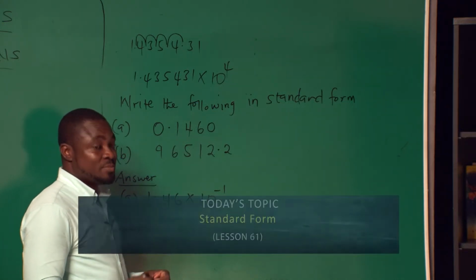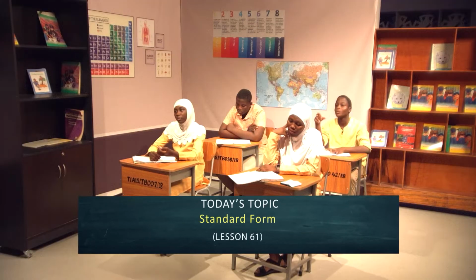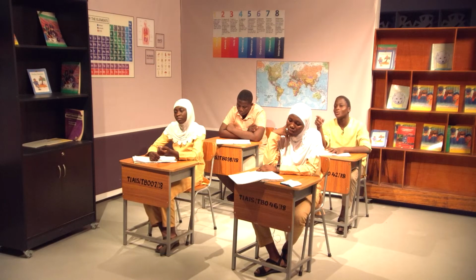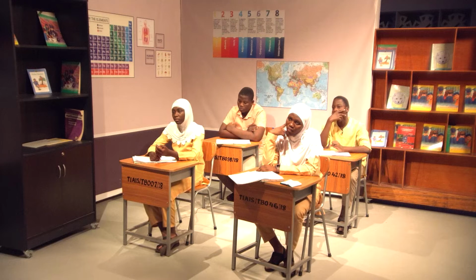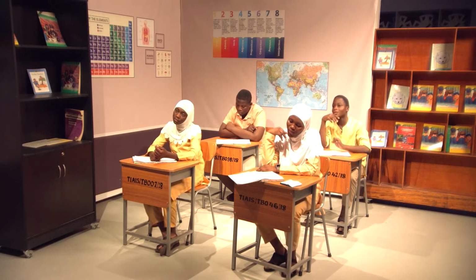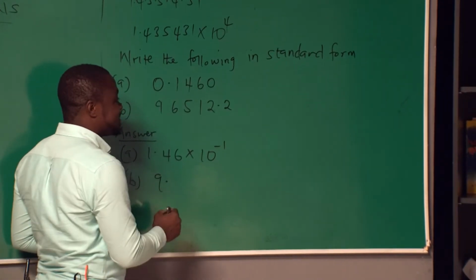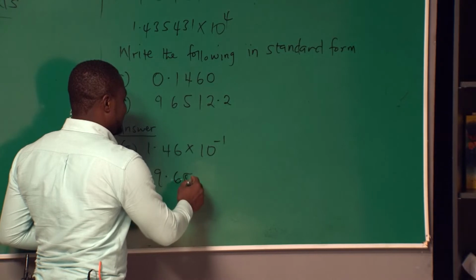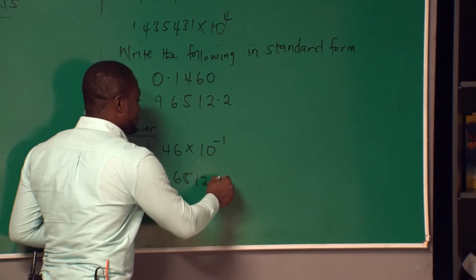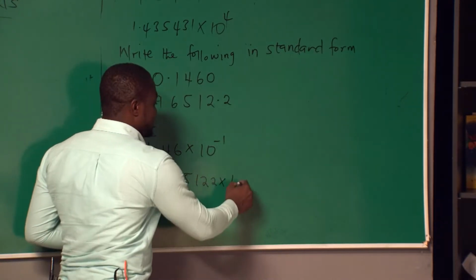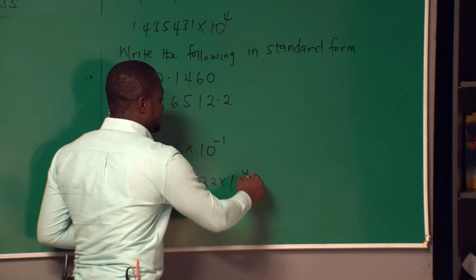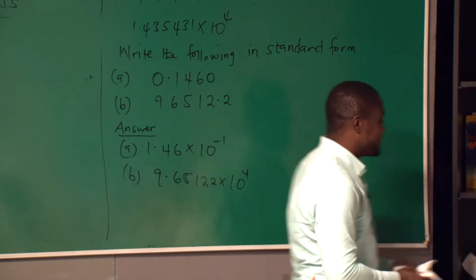So Noma, the b, what do we do? Move it in between the 9 and 6. You move it up to where the 9 is. Yes. So do that and tell us the answer you will get. You get 9.65 1, 2, 2 times 10 exponent 4. Exponent 4. Is Sunuma right? Yes. Okay.